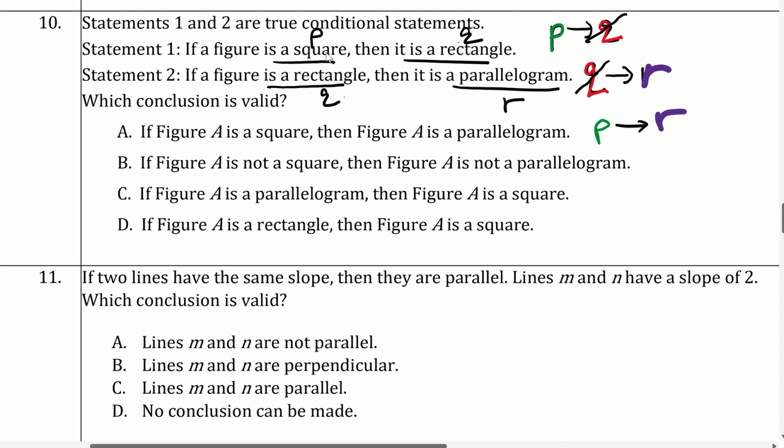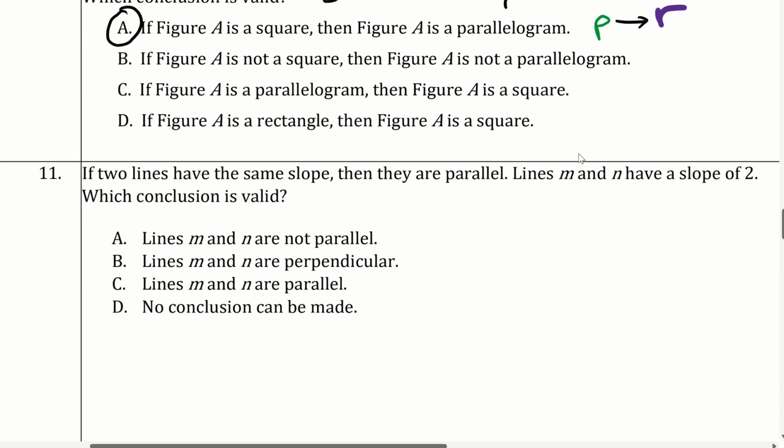So that means if it's a square, then it has to be a parallelogram, right? So if figure is a square, then figure is a parallelogram. All right, so number 10 is A.